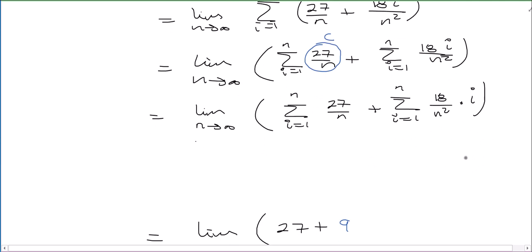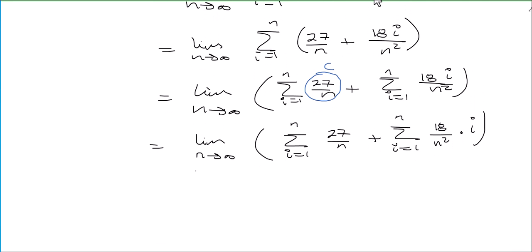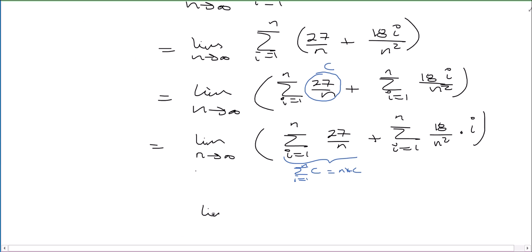And so now we're ready to use our formulas. So what I have here is like saying the summation of c, i equals 1 to n of c, and this is n times c. So when I write this, I'm going to have my limit. I have not taken the limit, so I still have my limit notation there, and then it'll be n times c. So n times c, so 27 over n, plus my summation. And again, you can think about this as taking out the 18 over n squared. So this will be 18 over n squared times the summation, i equals 1 to n of just i.